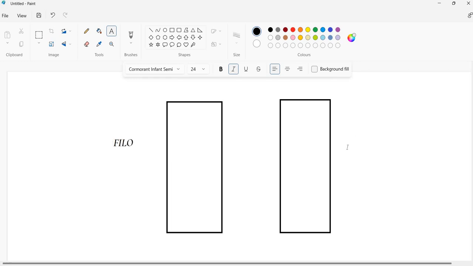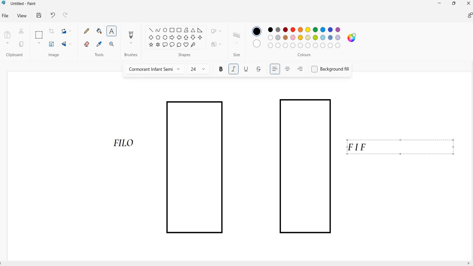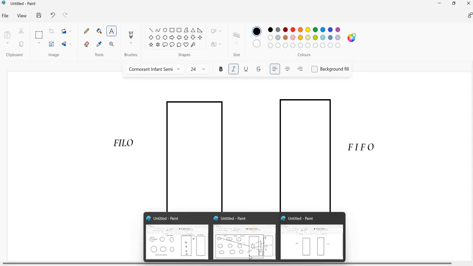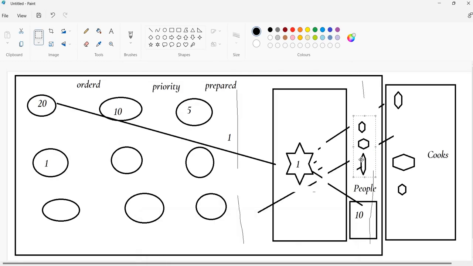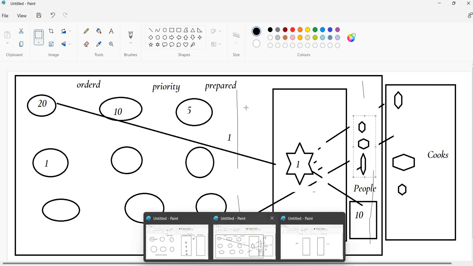Queue, first in, first out. So successfully, here we have given priority to which person? Which food is prepared first. We should serve that first, right? Got it? That's what we have discussed, no?